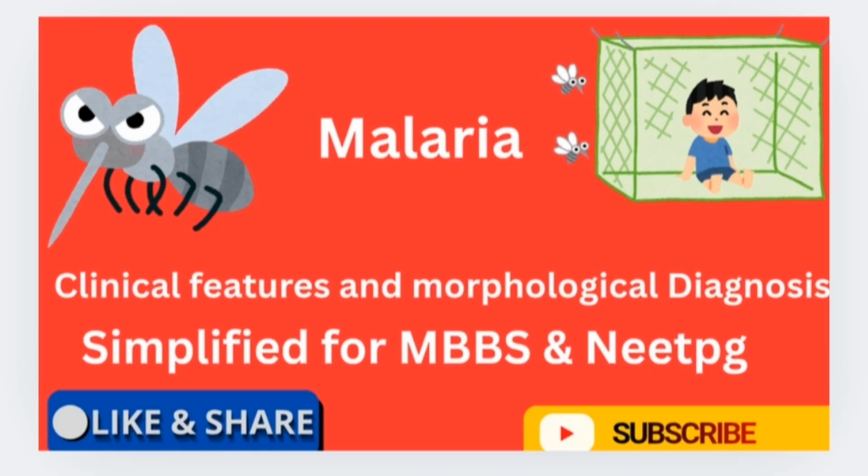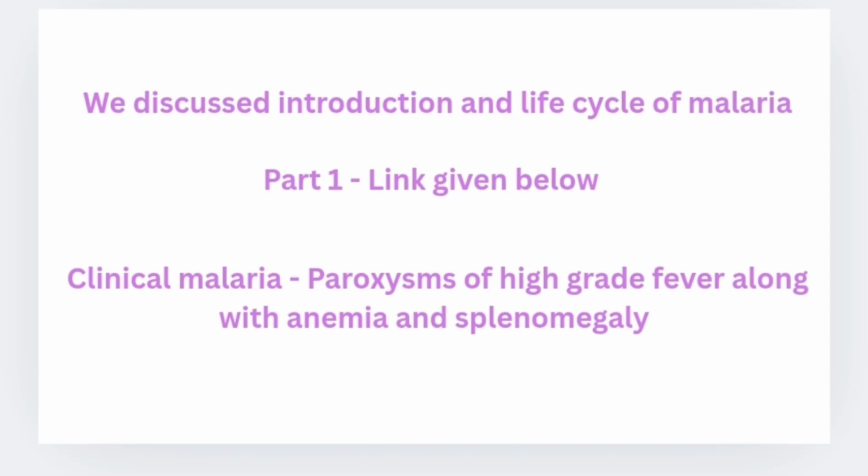Now, moving on, as we already discussed introduction and life cycle of malaria in Part 1, link given below. Now, starting with clinical malaria. What is clinical malaria? Clinical malaria is characterized by paroxysm of high-grade fever along with anemia and splenomegaly. Clinical malaria is the most common cause of splenomegaly in developing countries.